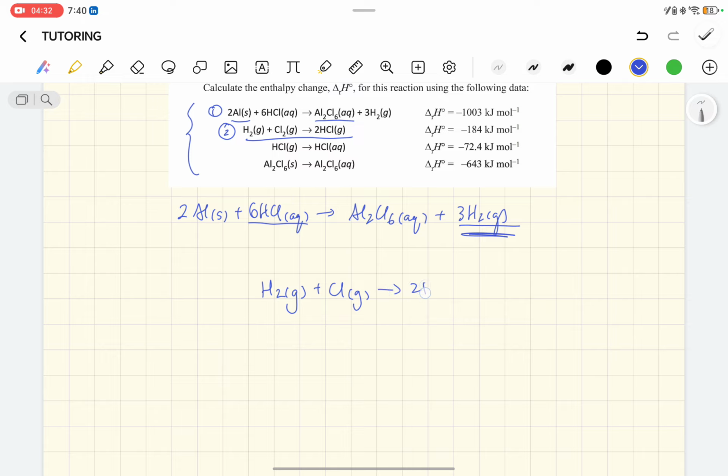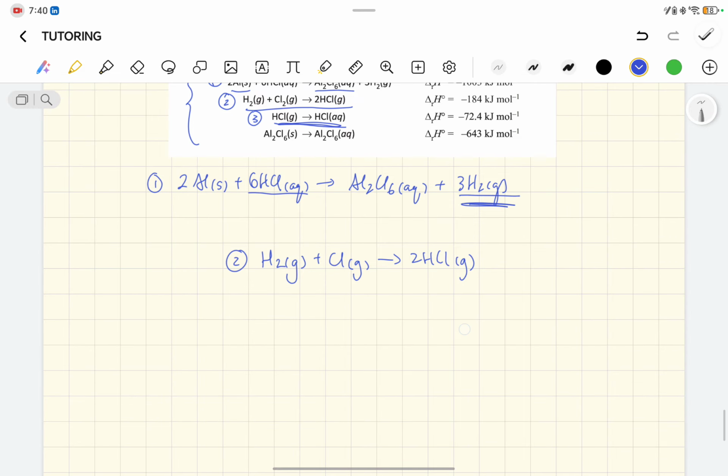which produces 2HCl. But look, this isn't aqueous, this is gaseous. So we must adjust this into aqueous in order to take HCl aqueous out in the first reaction, right? So how do we do this? We'll use the third reaction, which is HCl gas going to HCl aqueous, which is what we want.